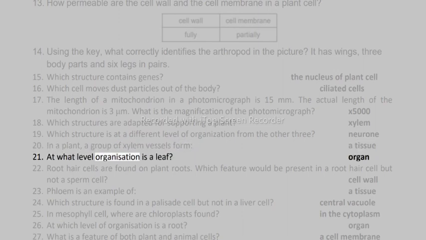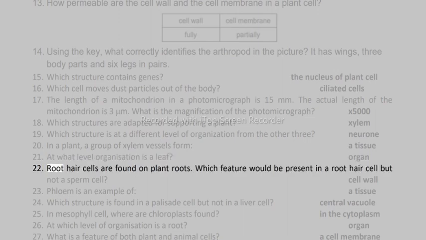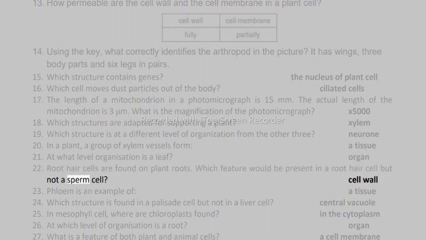21. At what level of organization is a leaf? Organ. 22. Root hair cells are found on plant roots. Which feature would be present in a root hair cell but not a sperm cell? Cell wall. 23. Phloem is an example of a tissue. 24. Which structure is found in a palisade cell but not in a liver cell? Central vacuole.